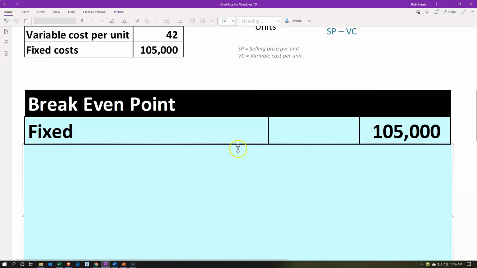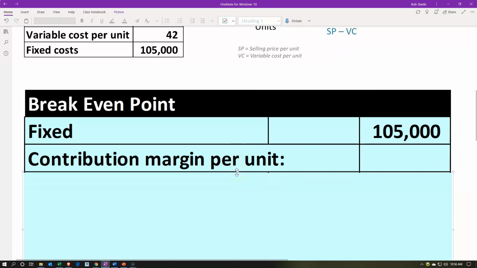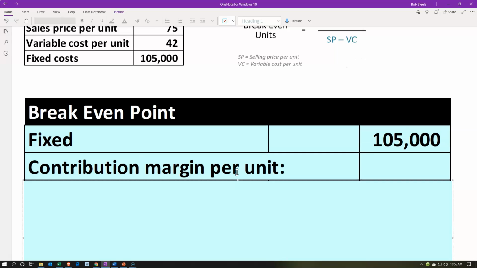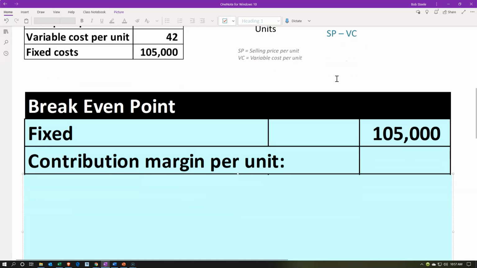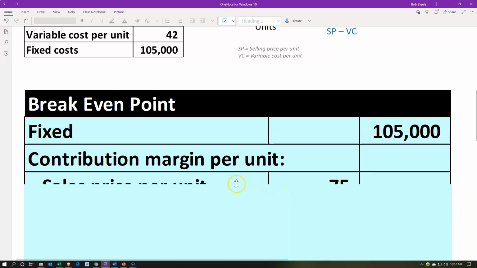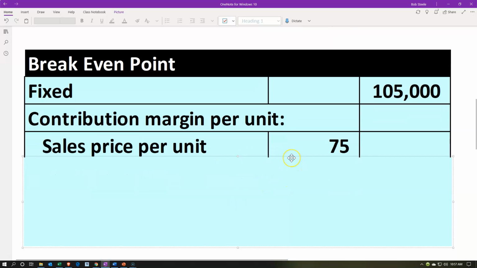So the fixed cost is going to be all the way to the right-hand side, because that's going to be the numerator. Then we're going to calculate the contribution margin per unit. So the sales price per unit minus the variable cost per unit is the contribution margin per unit. You've got to start to just know that. So that's going to be the contribution margin per unit. It's calculated, so I'm going to put a colon here. I'm going to bring it to the inside to show that it's going to be a calculation inside.